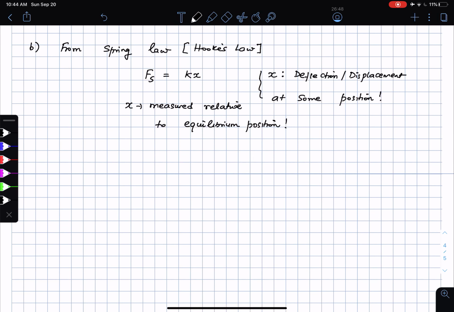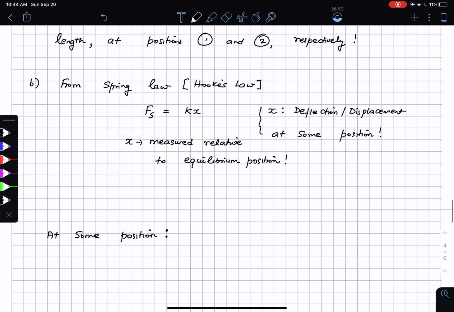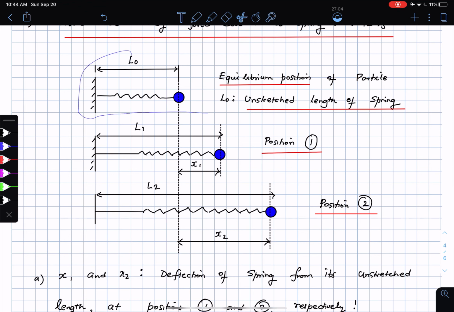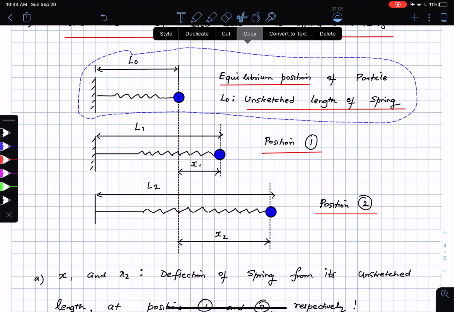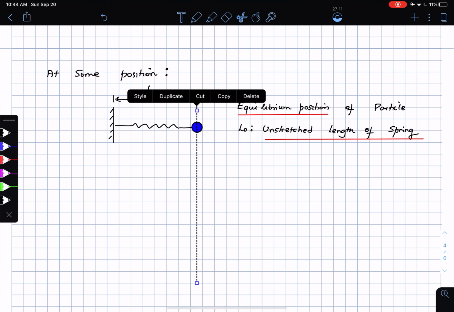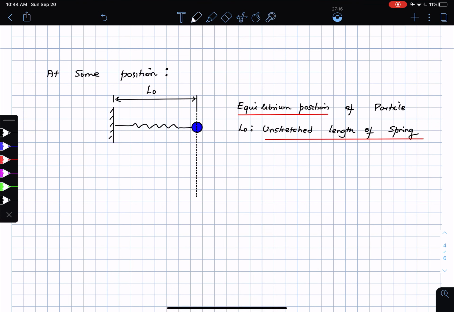So at this position, let me maybe bring it to the next page here. Okay, so at some position, let me maybe do a couple of things. Let me copy my figure from here. This is the unstretched length of the spring. I'm going to copy that and bring that here. This is the equilibrium position. I can maybe reduce the size of this, and then I'm going to draw the same thing at some arbitrary position. Please bear with me while I do that.